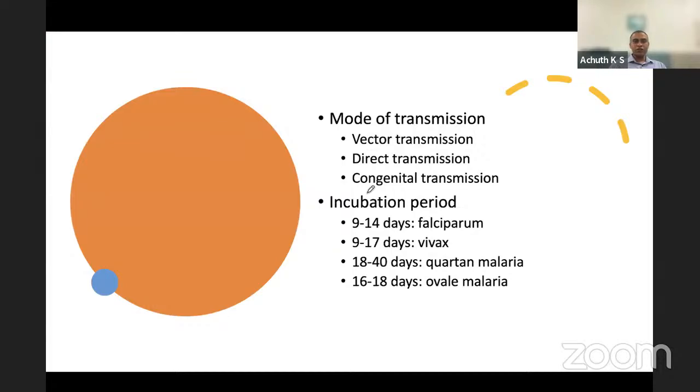What is the mode of transmission of vector malaria? The first one is by vector, that is mosquito bite, direct and congenital. In incubation period, we have different incubation for different species. 9 to 14 days for falciparum, up to 17 days for vivax, 18 to 40 days, that is 1 month, for quartan malaria, and 16 to 18 days for ovale. So everyone has different. You can go ahead and write the average incubation period in malaria for all the species, 10 to 40 days is the average which you can write in your exams. Easy to remember.